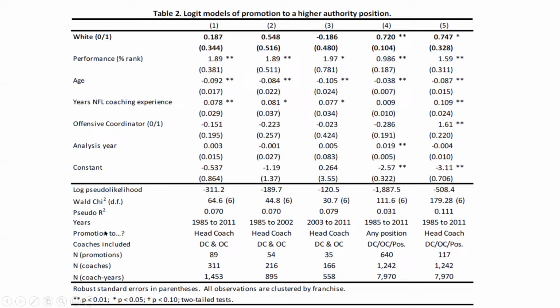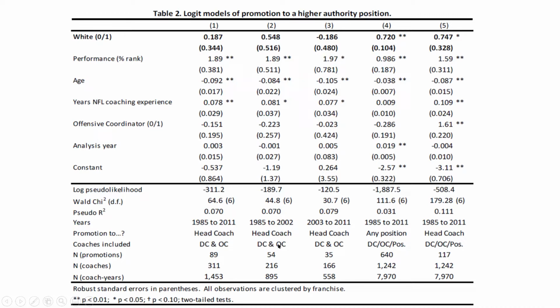They did things here where they change the dependent variable. So usually it's head coach. So were they hired as the head coach or not? And then they have this one, which is any position. Right? And then they also limit the candidates. So they say, okay, I'm looking at defensive and offensive coordinators. Are they more likely to be hired as a head coach if they're Black, right? And then they had different time periods as well, right? They have all years, before the Rooney Rule, and years after.